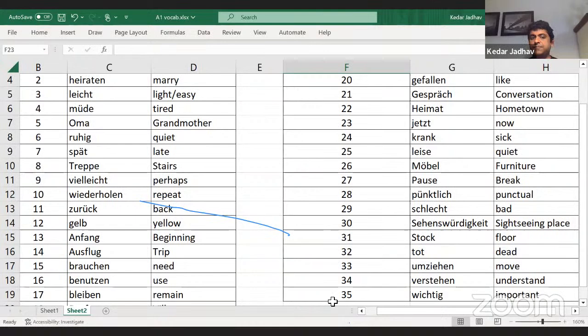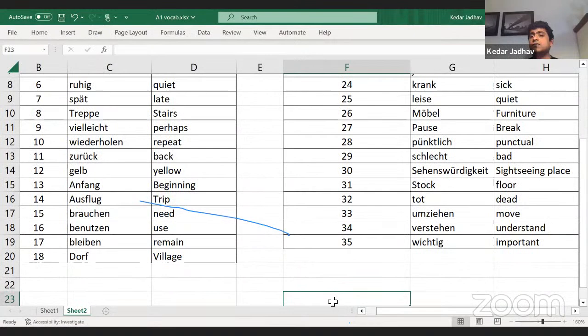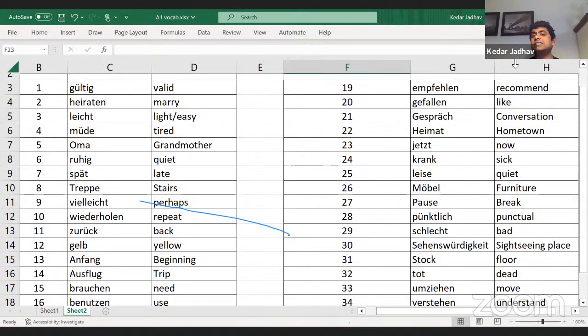Understood? Yes. Dorf. Dorf is more of a village. Again, a very important thing. Munich calls itself a großes Dorf. It means Munich still doesn't want to become a city. It wants to remain a big village. That's why they still have weekly markets and all. Understood?